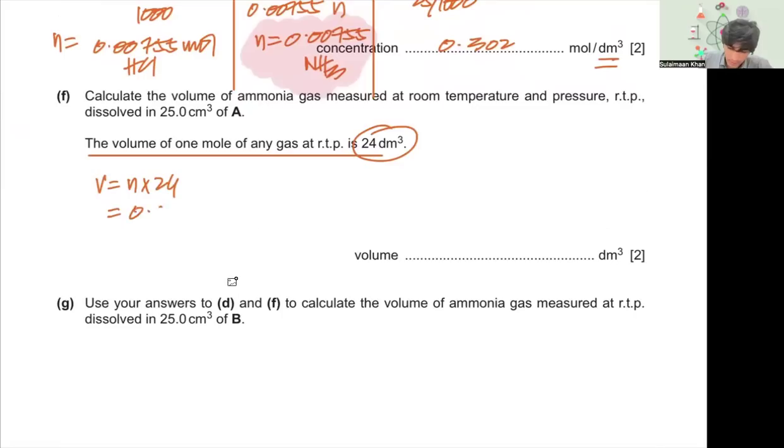So moles are 0.00755 into 24 dm cube. He wants it in dm cube. Does he want it in dm cube? Absolutely, sir. So always look at the units. What does the examiner require? Dm cube, cm cube? What does he require? So it's what? 0.181?